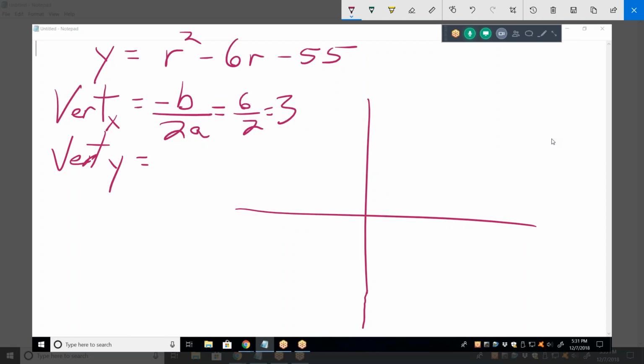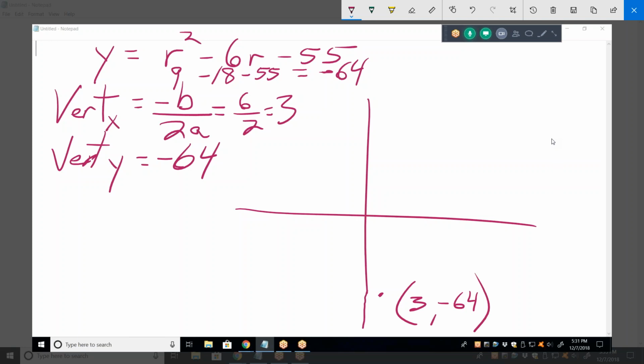Well, if we set x equal to 3 in the equation, we get 3 squared minus 6 times 3 minus 55. That's 9 minus 18 minus 55, which is equal to minus 64. So if we go over here and draw it, we're looking at something like that. 3 comma minus 64 for the vertex.